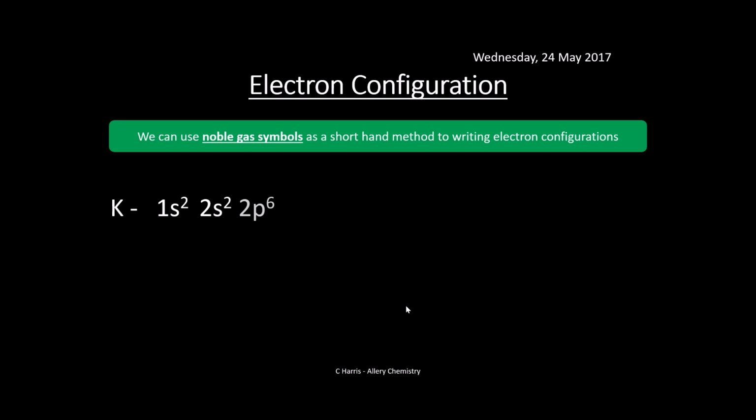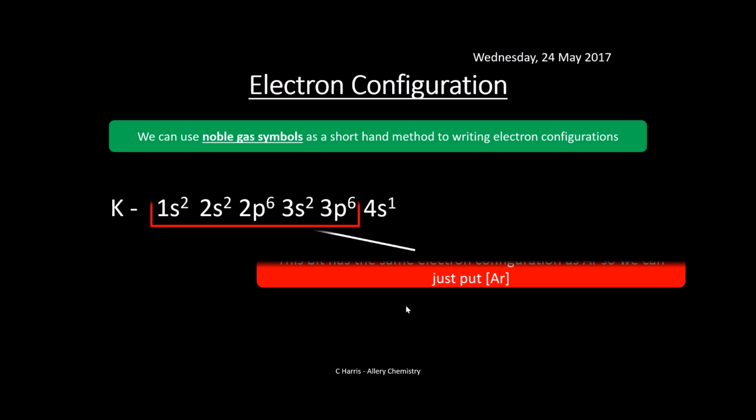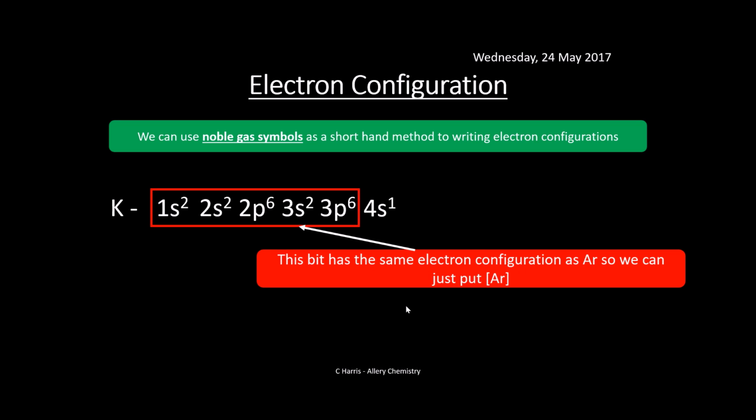Potassium is 1s2, 2s2, 2p6, 3s2, 3p6, 4s1. Okay, so this is the electron configuration for potassium. Now you can see here, the first bit has the same electron configuration as argon. So as a shorter version we can just put Ar in a square bracket instead. That's the shorthand version, using the noble gas symbol to symbolize that. So this is basically telling us the noble gas configuration of argon plus that is the same as that. But please read the question carefully because they might not give you a mark if you just write that. They might want the full configuration.